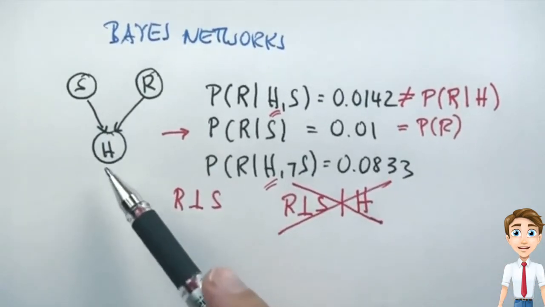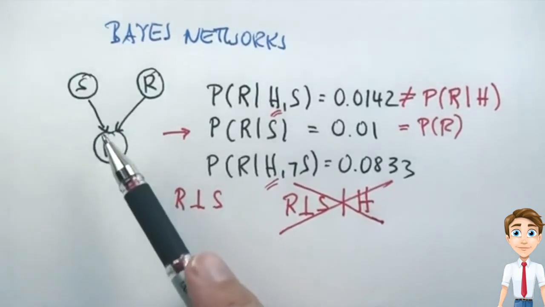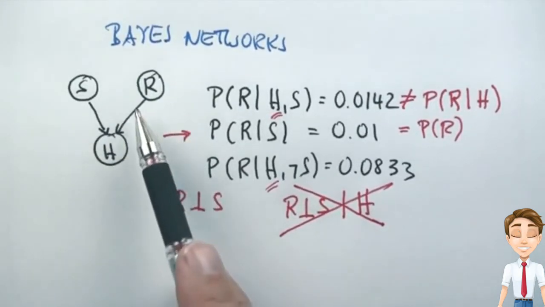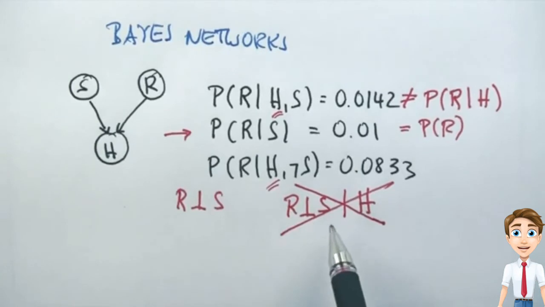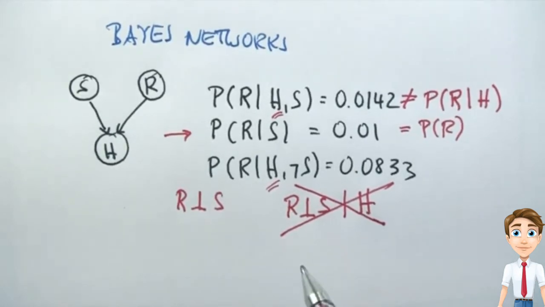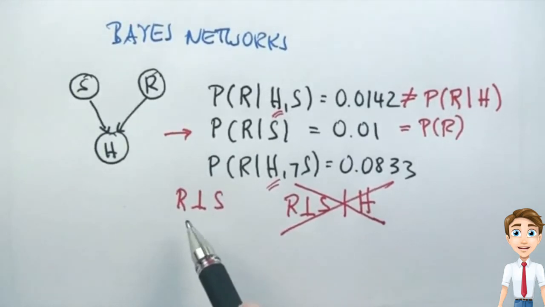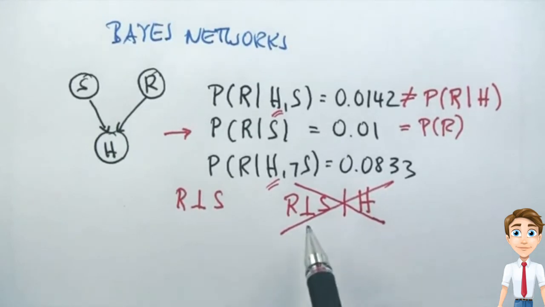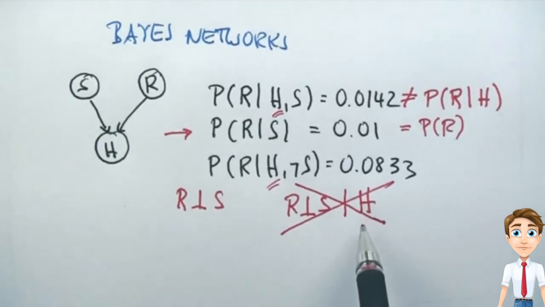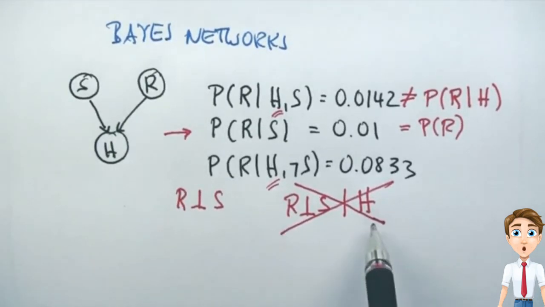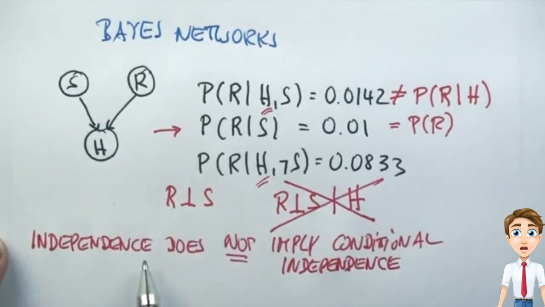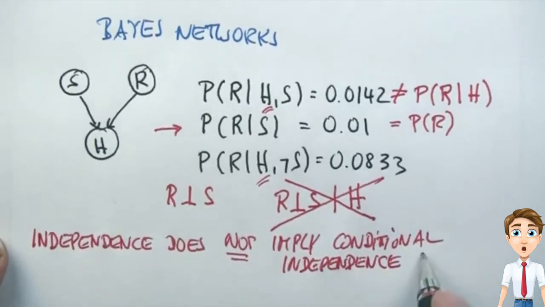So knowledge of H makes two variables that previously were independent non-independent. Or put differently, two variables that are independent may not be, in certain cases, conditionally independent. Independence does not imply conditional independence.